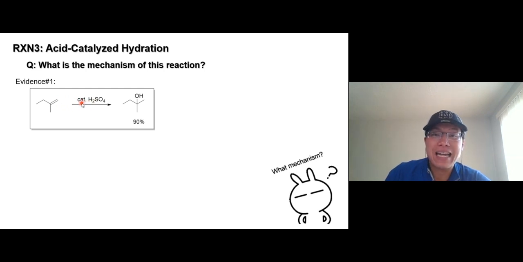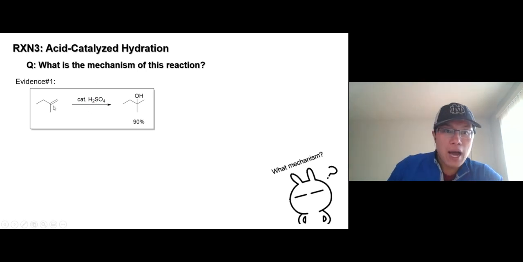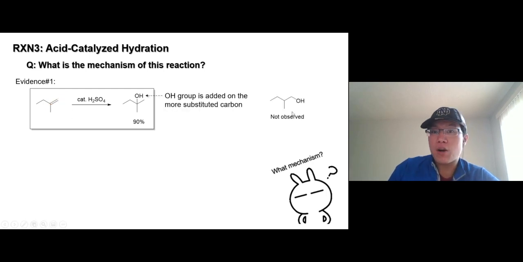This means catalytic amount, just a little, maybe like a couple drops of it, right, in the reaction flask. And the solvent is water. The whole thing is water in here. Okay, you've got sulfuric acid, an acid in water, basically. This is in a solution. Anyway, so OH goes in here, hydrogen goes in here. We don't observe the other way around. All right, and so this is evidence number one. What mechanism is that? Sound familiar?